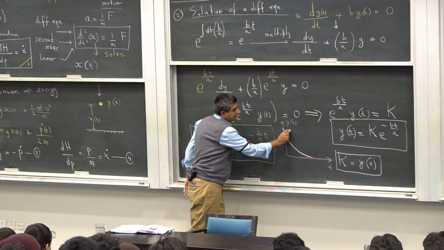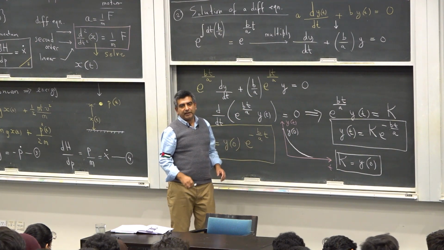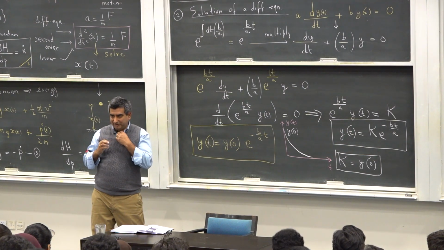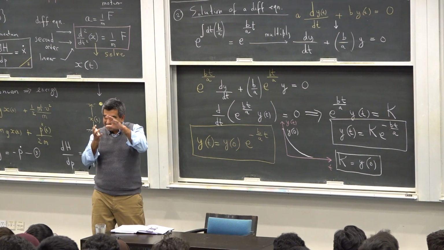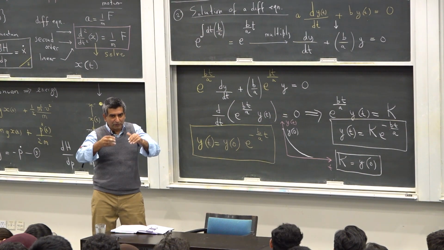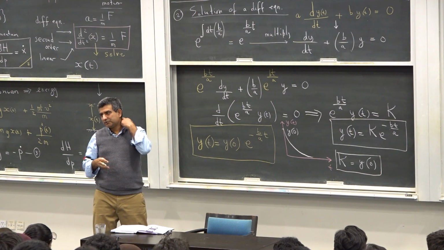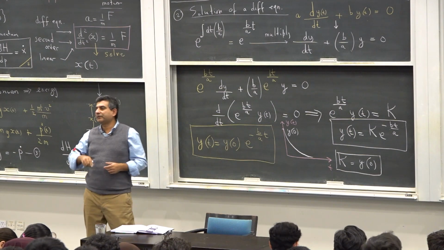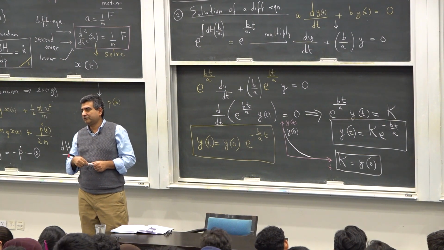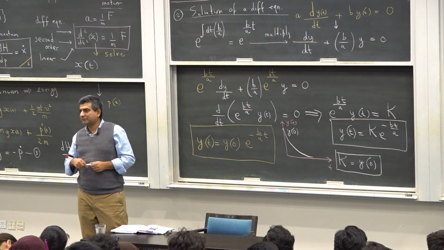This point is y equals 0, and the decay is determined by a over b. Higher a over b, faster will be the decay. Lower a over b, slower will be the decay. So a over b is like a time constant. Yes, please. B over a is the rate of decay, and a over b is the time constant.